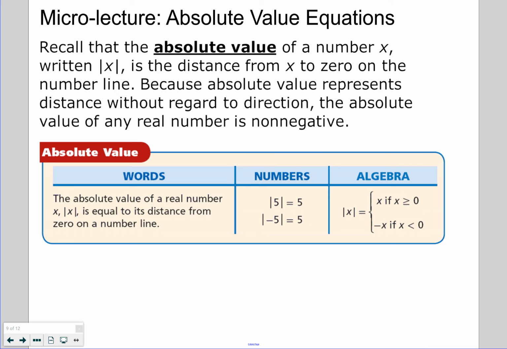Okay, so we're going to keep going. I know that was new to do the middle ticket. We're going to keep going with solving absolute value inequalities.